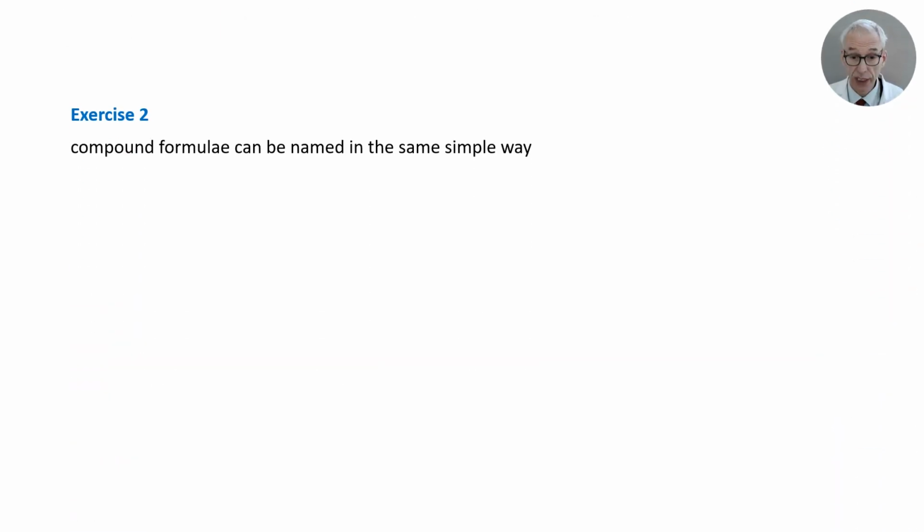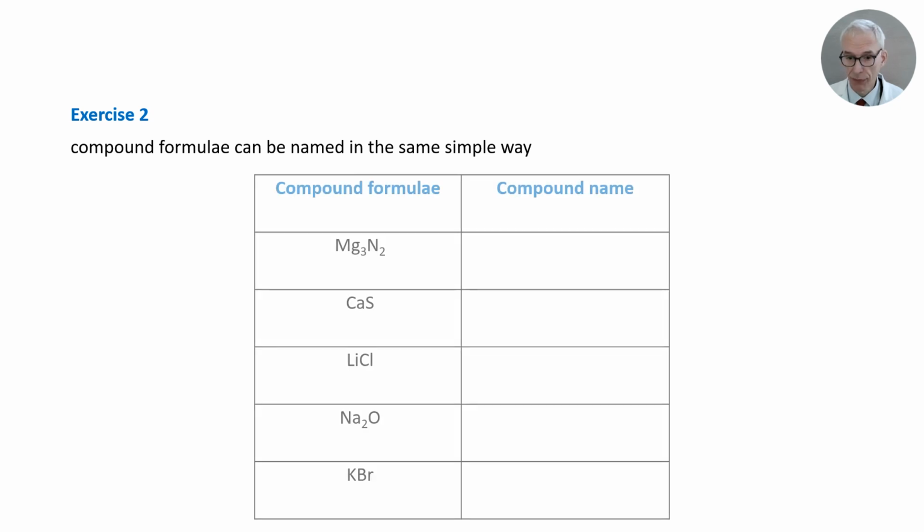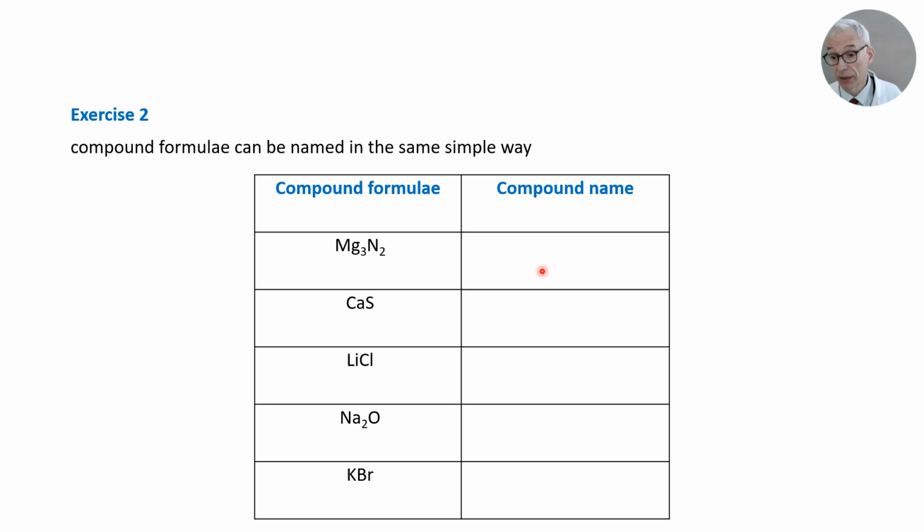And of course, we can derive the compound name from the compound formula. So if we look at these 5 examples, we've got magnesium and nitrogen. So what would be the compound name? Complete for all 5. Come back to check against my answers when you are ready.